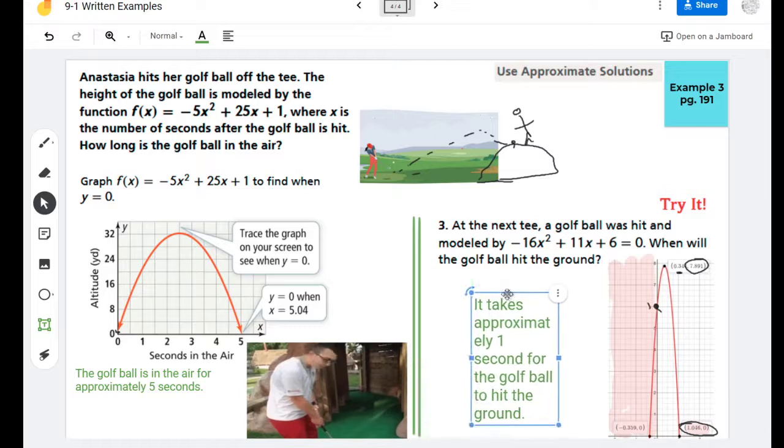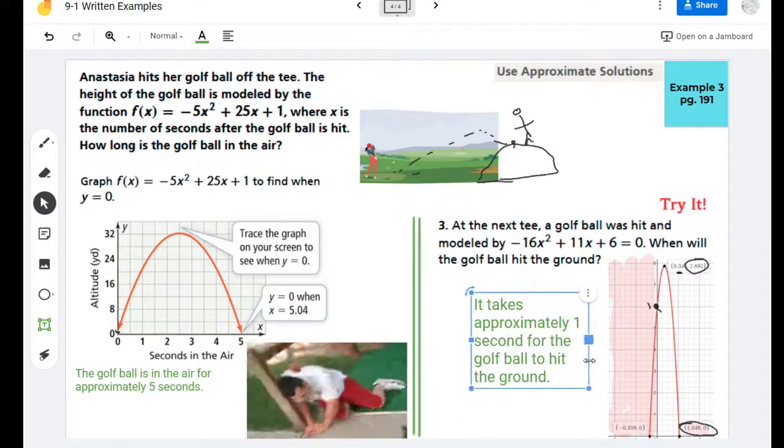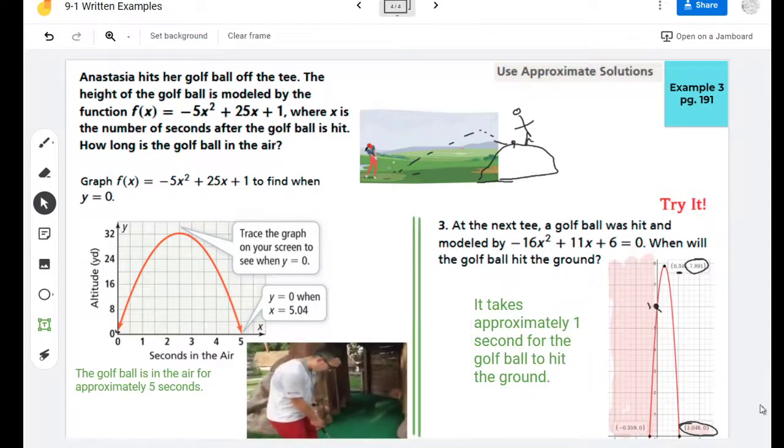Alrighty, so there we have it, y'all. That is how to use an approximate solution in a golfing example. Until next time.